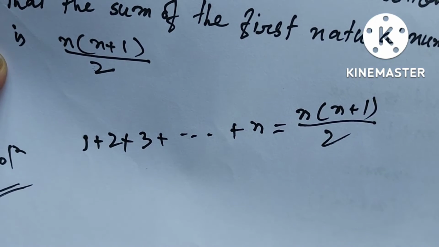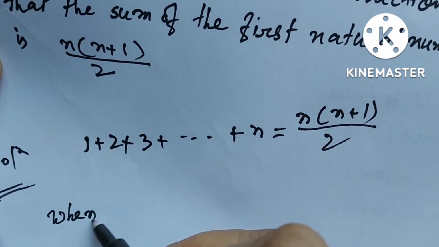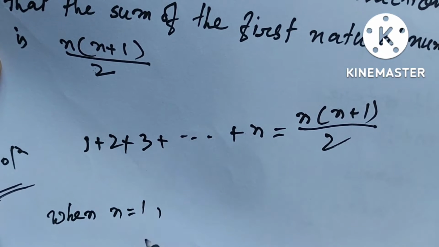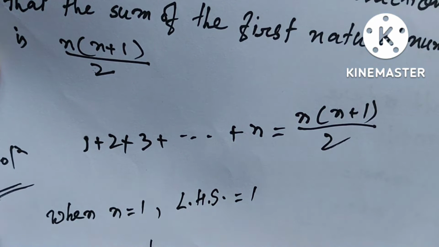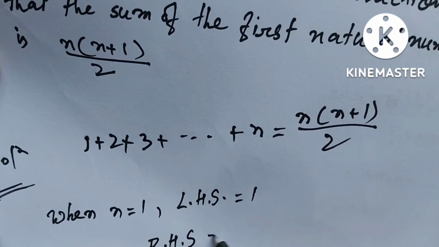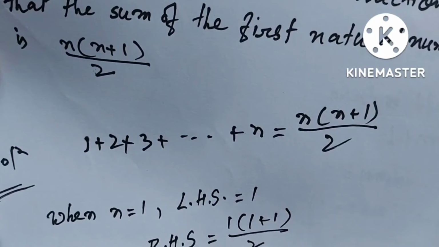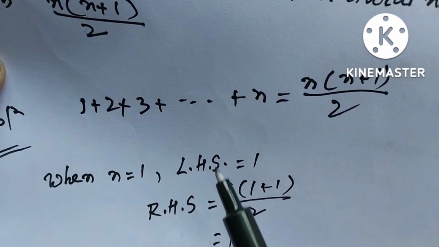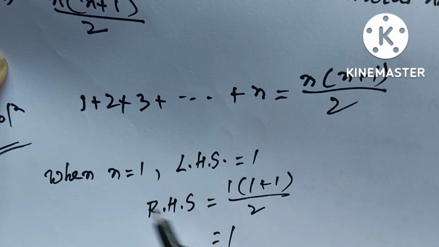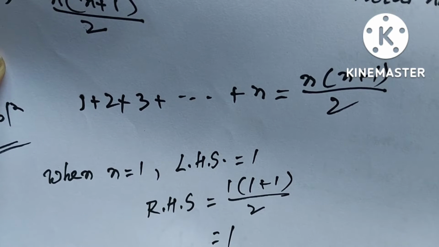Here, when we put n is equal to 1, LHS is equal to 1, RHS is equal to 1 into 1 plus 1 by 2 is equal to 1. That means first step proved. We put n is equal to 1 and LHS is equal to RHS is equal to 1. That means first step proved.